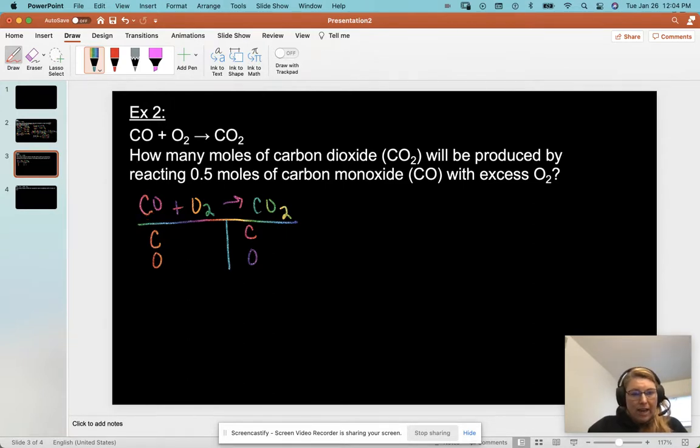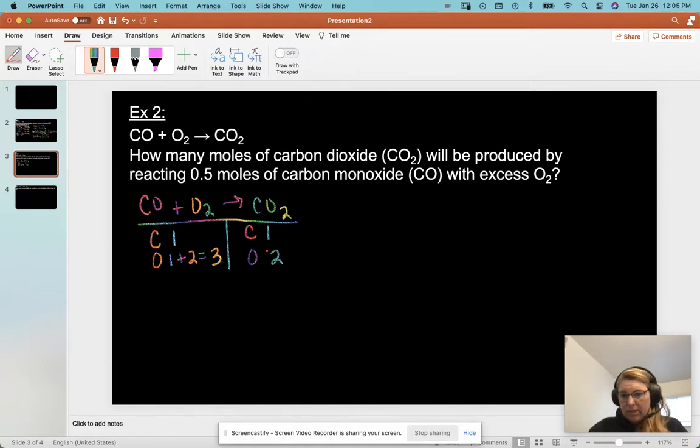So carbon has no subscript, so that means we have 1. This oxygen is a little bit tricky. That's why this example is a little bit harder than the last one. We have to count them up because we have oxygen over here, but also we have it right here. So we have 1 oxygen here plus 2 oxygens here gives me a total of 3. On this side, I have 1 carbon. Oxygen has a subscript of 2, so I have 2 of those. Another reason why this one is a little bit harder is because it is more difficult to balance. See how our carbons look like they're already balanced to begin with, but our oxygens are not?